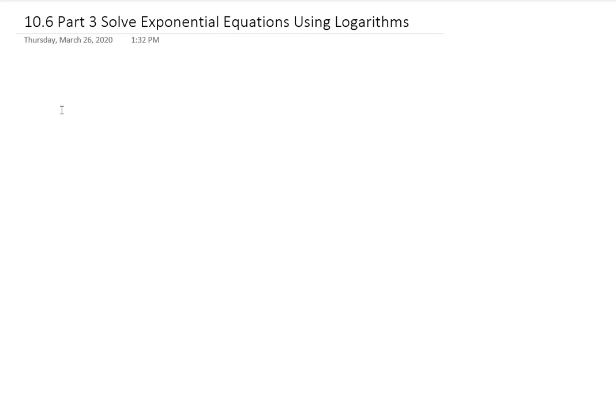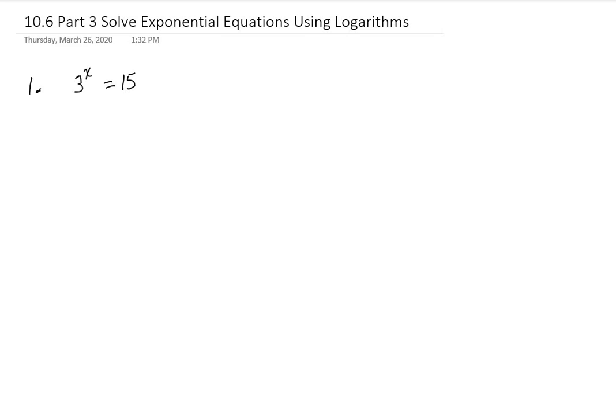Okay, we're going to be looking at 10.6, Part 3, Solve Exponential Equations Using Logarithms. And there's actually a couple of different ways that we're going to be looking at this first problem. Here I have 3 to the x power equals 15. Now we've been working with exponential equations that look similar to this, where I could write both sides with the same base, but notice here I cannot write 15 as 3 to some power. So that method is not going to work.